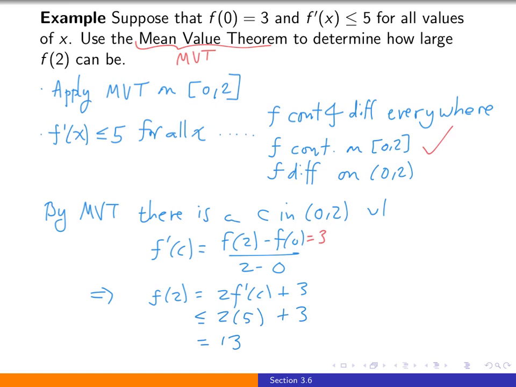So it didn't appear that we would know enough about the function to determine how large this value can be, but note that we've really done it. How large can it be? f of 2 is always less than or equal to 13. So the largest f of 2 can be is 13.